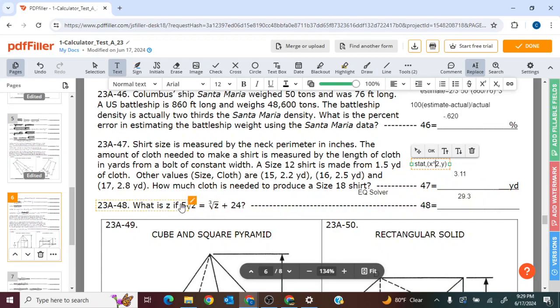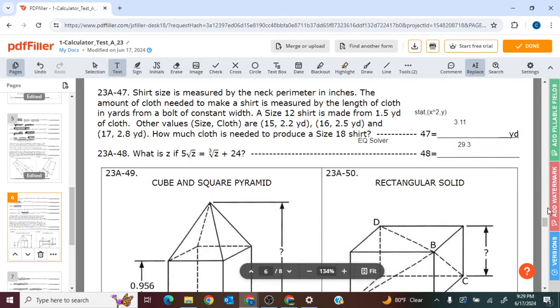48, very simple. Put it right in EQ solver. Make sure your guess isn't negative so that it gets a number, so it doesn't give you an error. And if you do, you should get 29.3.